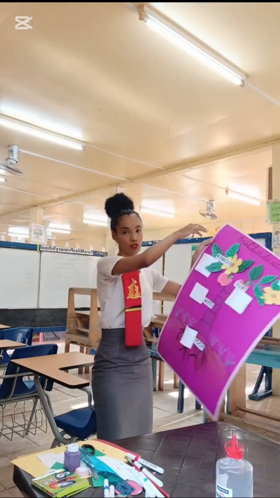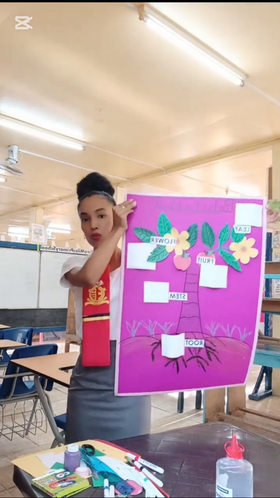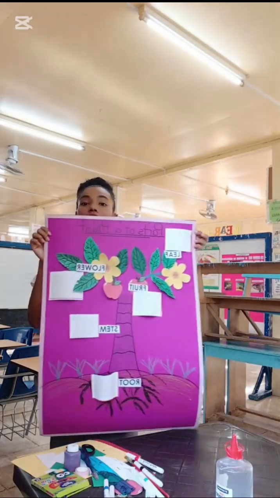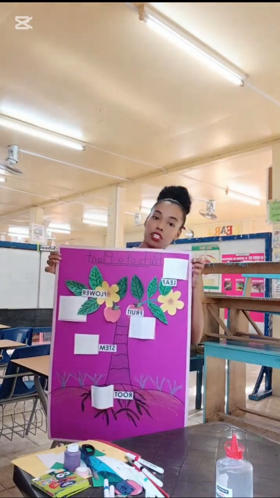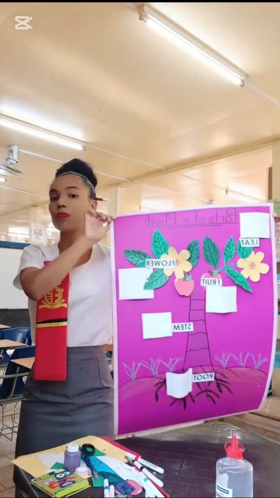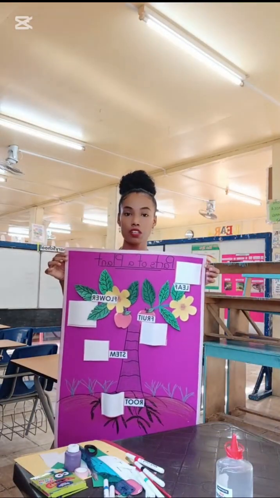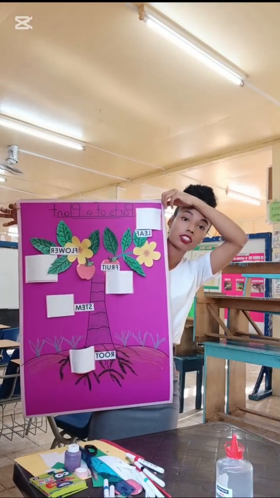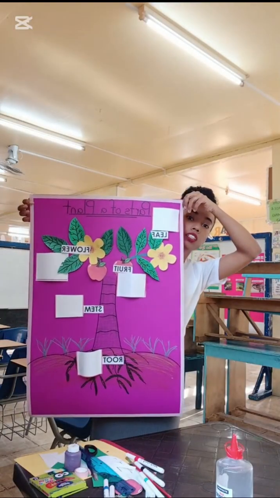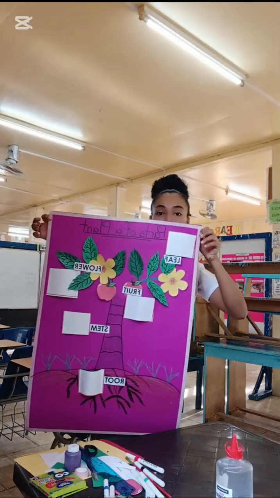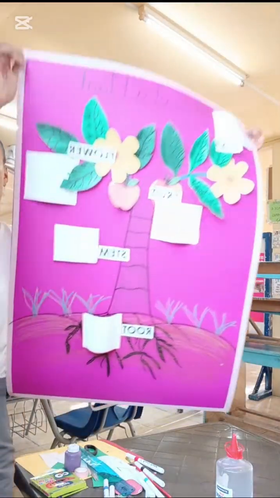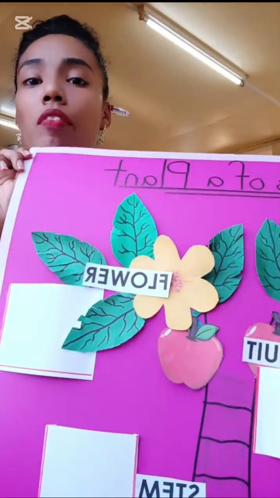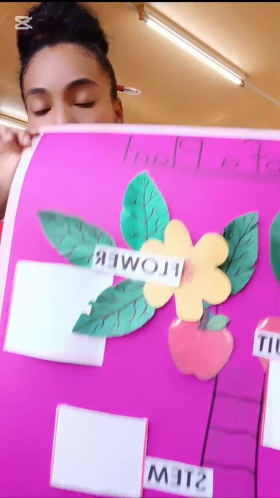Here we have our learning aid, parts of a plant that we're going to be using for our model. So here we have our final product, the teaching aid that we're going to be using for our lesson.